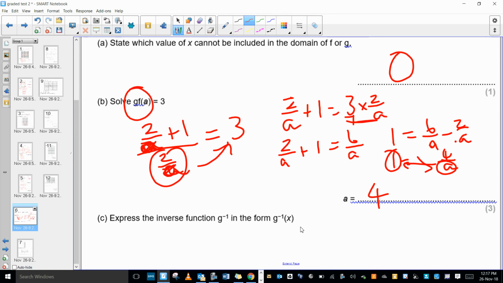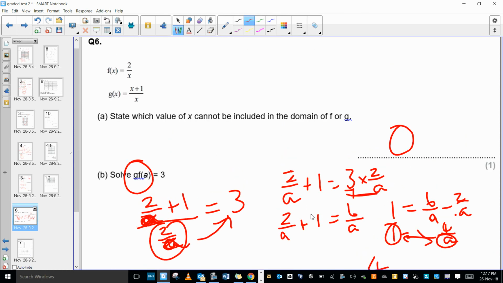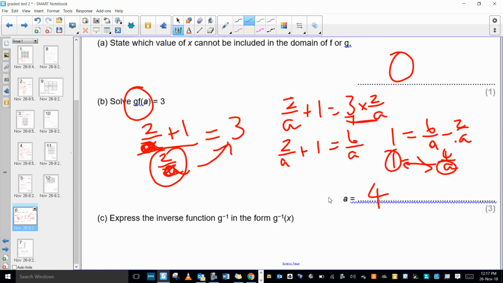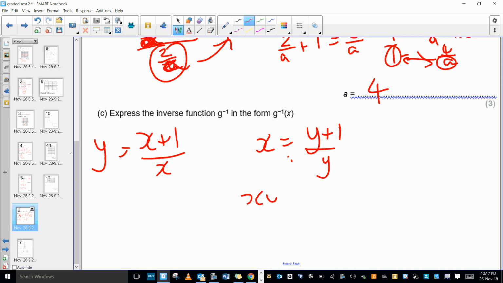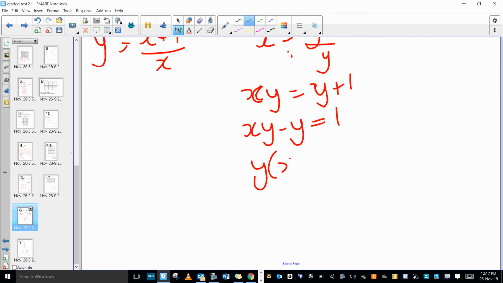Express the inverse function of g, x plus 1 over x. So then we're going to switch, and you have to switch both x's for the y's. So we've got xy equals y plus 1. Remember, join the y's together, and then factorize. And there's your answer there.